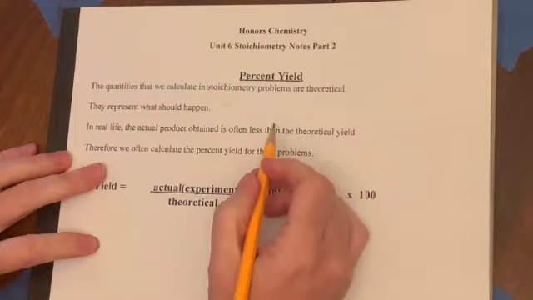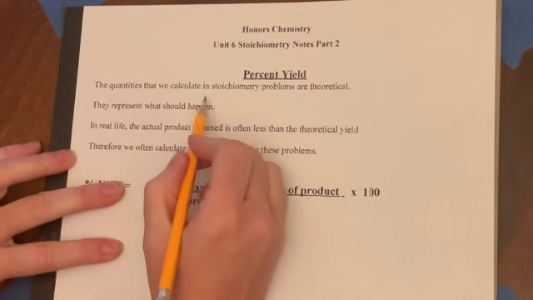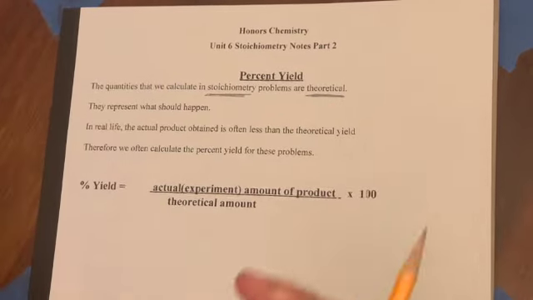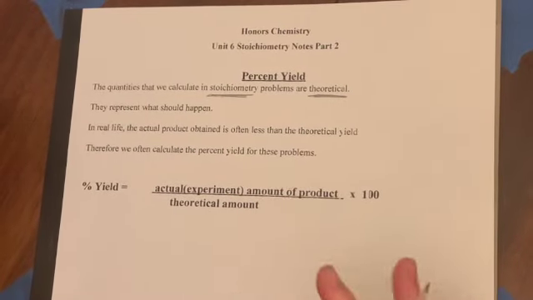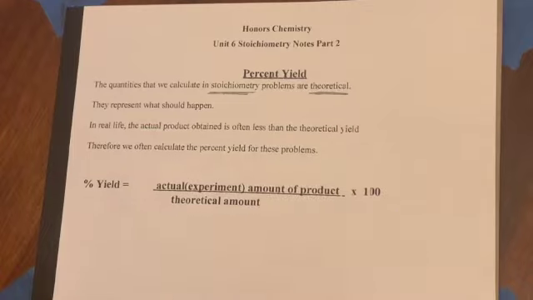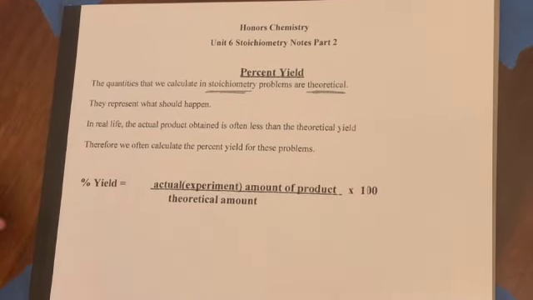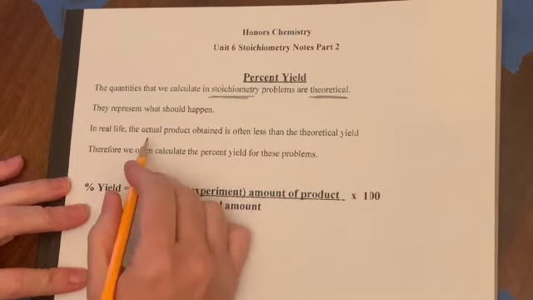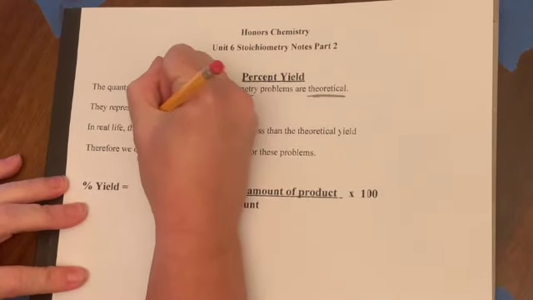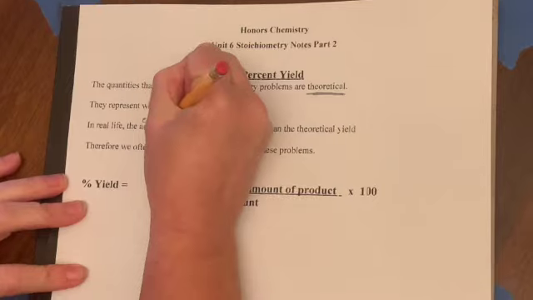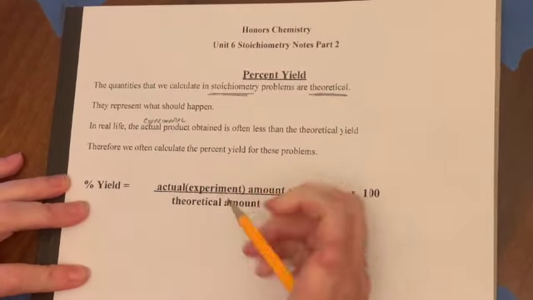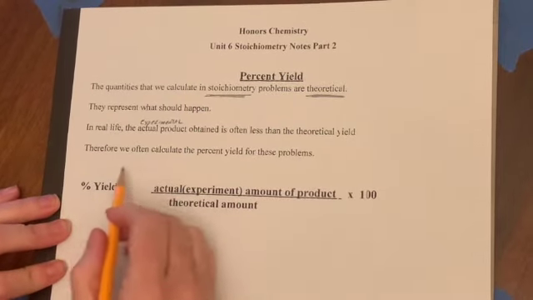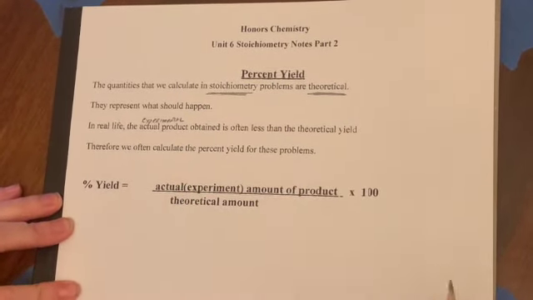So here we go, a couple important points. The quantities that we calculate using stoichiometry are what we call theoretical. That's what should happen in a perfect world. If everything was perfect, we would get in a lab what we calculate. So they represent what should happen. In real life, the actual or experimental product obtained is often less than that of the theoretical yield. Therefore, we will calculate what's known as the percent yield.